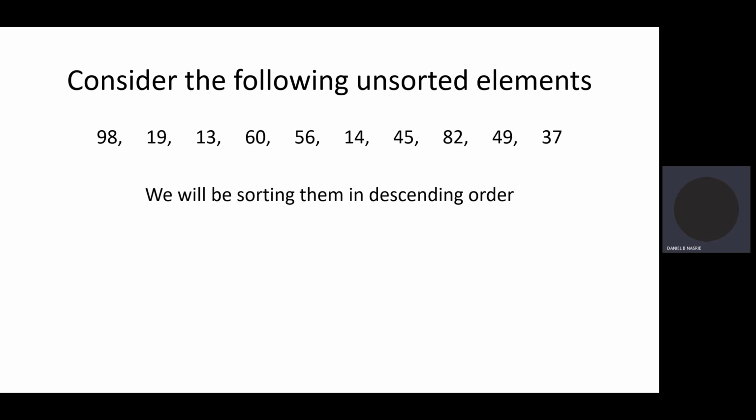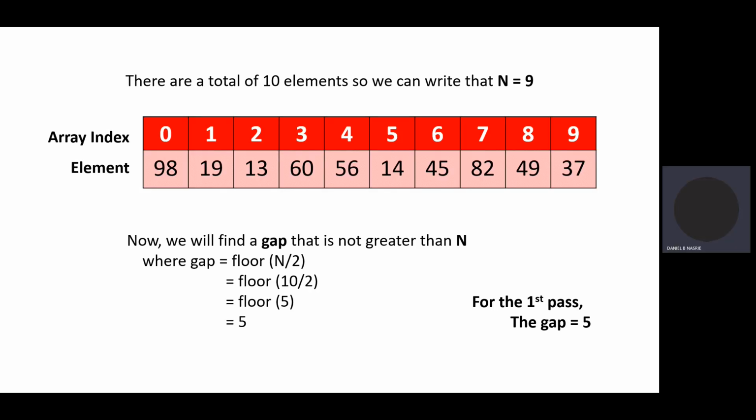Consider the following unsorted elements: 90, 98, 19, 13, 60, 56, 14, 45, 82, 49, and 37. We will be sorting them in the descending order. There are a total of 10 elements, so we can write that n equals 9. Now we will find a gap that is not greater than n, where we're using the formula gap equals floor n over 2. However, we will use n as 10 because there are 10 elements in the array, and 9 refers to including the 0. So therefore, for the first pass, the gap equals 5.